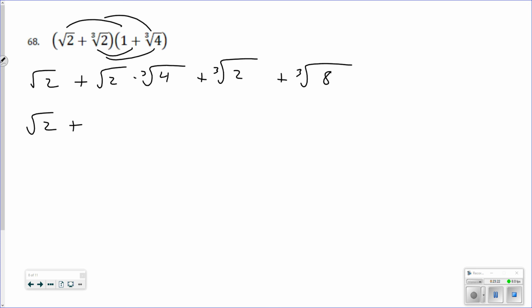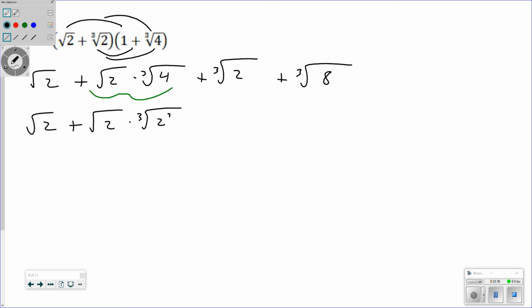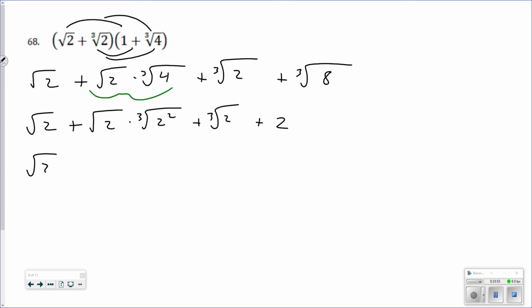This root 2 and this cube root of 4, I don't ever want to see a root times a root. You don't want to see that, so we need to combine them somehow. What I'm going to do is rewrite them into their prime factorizations. So 4 is 2 squared, and then we have the cube root of 2, and the cube root of 8 is just 2. So this is the square root of 2 times the cube root of 2 squared. I can rewrite them as fractions to get 2 to the 1/2 times 2 to the 2/3, plus the cube root of 2 plus 2.